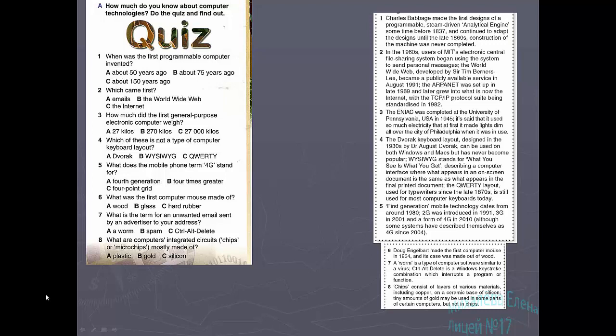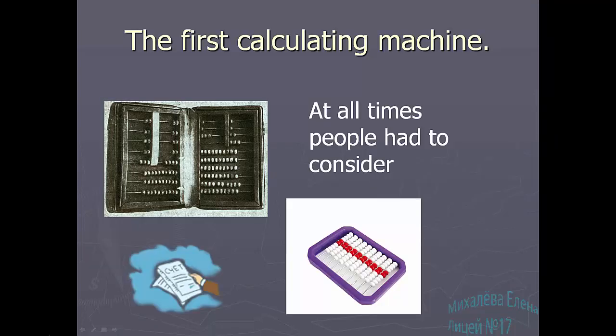And chips and microchips are mostly made of various materials, including copper on a ceramic base of silicon. Tiny amounts of gold may be used in some parts of certain computers, but not in chips. So, silicon. Now, here's some information about the first computer technologies.